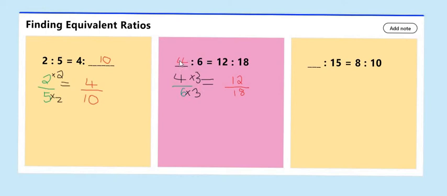If we simplify both the ratios 4 to 6 and 12 to 18, we're supposed to get the same ratio. All right?